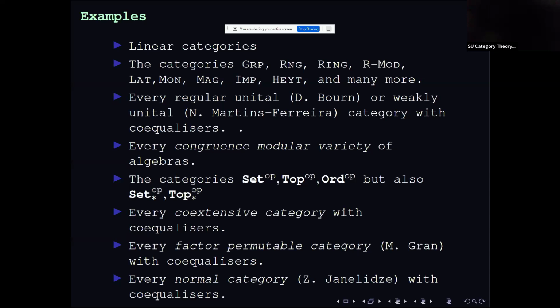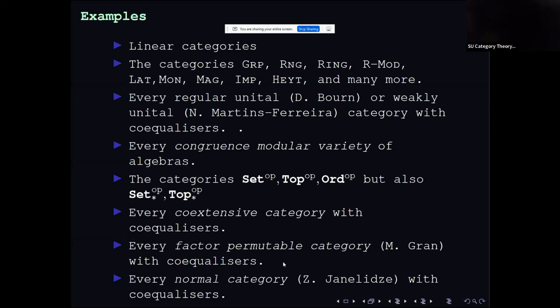In universal algebra, one of the varieties which has received a lot of attention, because they provide a suitably general environment to develop many aspects of abstract commutator theory, is the congruence modular varieties. And it turned out that in every congruence modular variety, finite products commute with coequalizers. But then we also have these non-algebraic examples: the dual of the category of sets, topological spaces, ordered sets, and so on. And more generally, any coextensive category with coequalizers is a category where finite products commute with coequalizers.